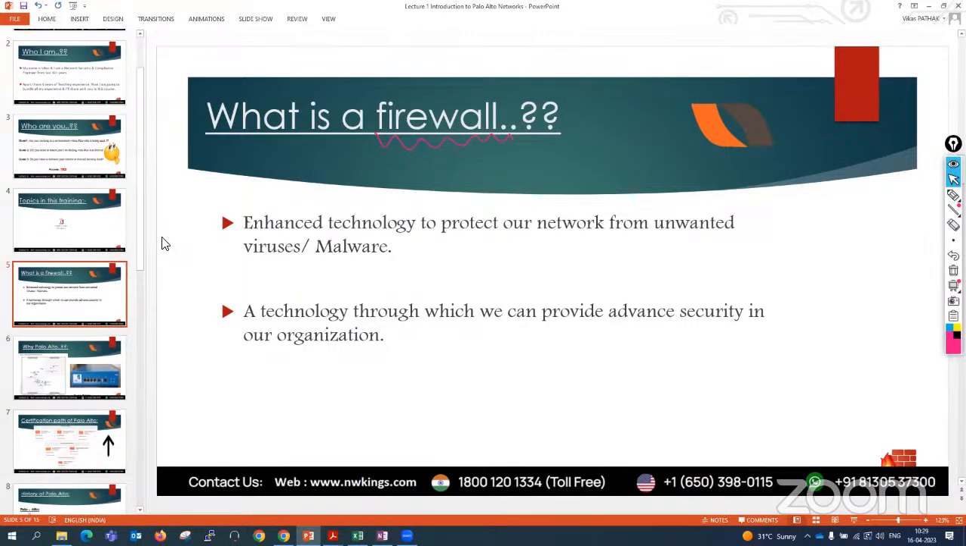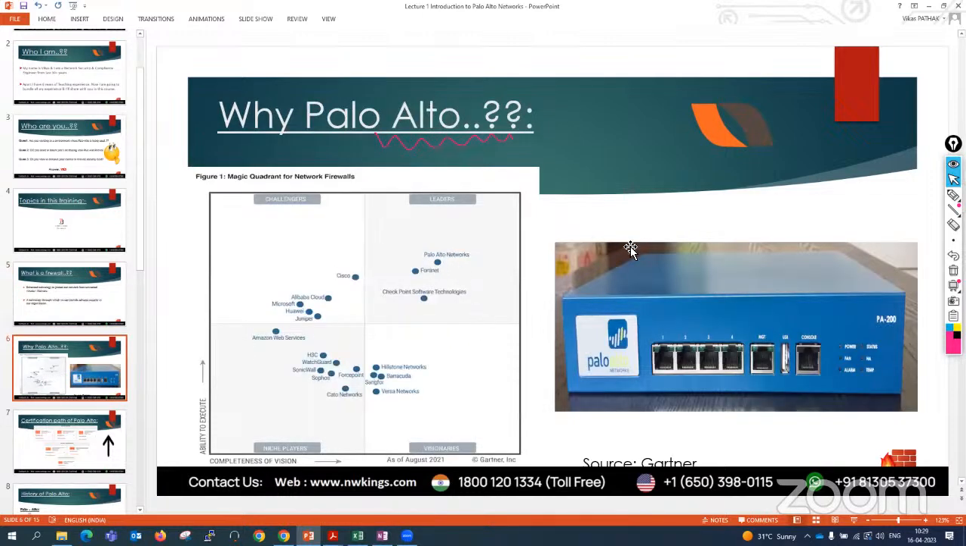So this is a general term. We have not talked about Palo Alto. We have not talked about anything else right now. We have just discussed the firewall, right? So let me repeat one more thing again, that this is the Gartner's report where Palo Alto is in the leaders. They are leaders in the market.